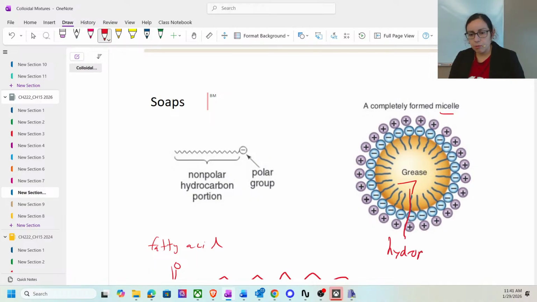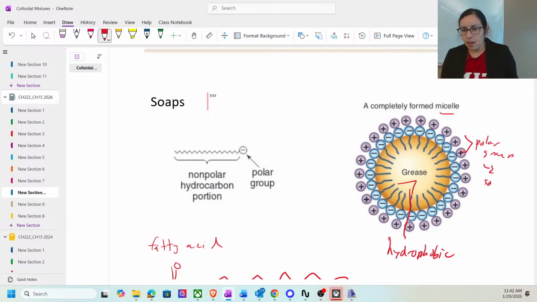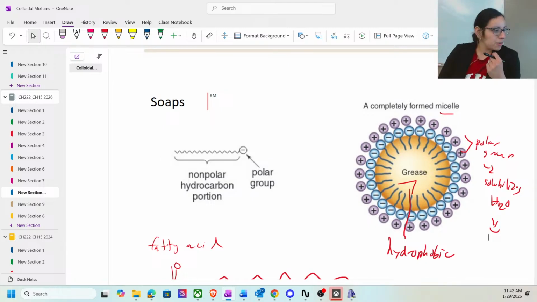So hydrophobic, right, this is not miscible with water essentially, but then it gets washed away since it forms this micelle, which literally encapsulates our grease here, and then again our polar group on the outside, so that it solubilizes with water. Yay! And so that's soap there.